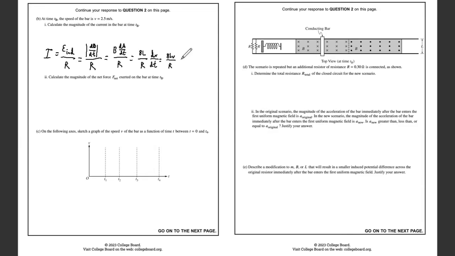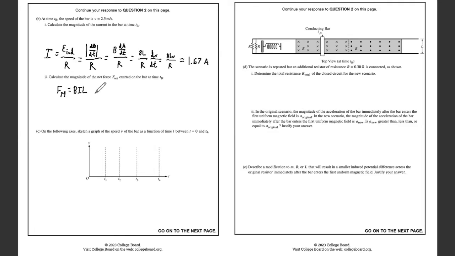We are given all of those quantities. Go back to the first page for them if you want, but the length is 0.4, field is 0.5, resistance 0.3. Plug all of that in with your velocity, you get 1.67 amps. Calculate the magnitude of the net force. Again, this is the Lorentz force law. So it's going to be equal to BIL.